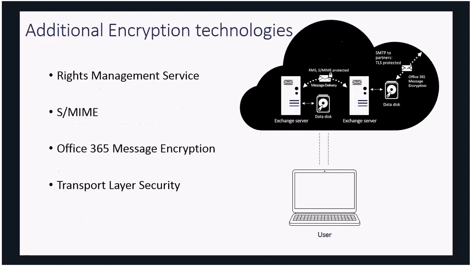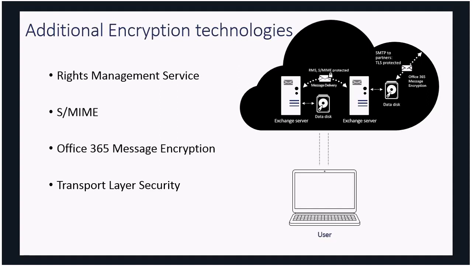Apart from what we have at default, we also have additional encryption technologies that, depending on the Office 365 plan you have and what features you enable, can also include things like information rights management. Information rights management gives you the ability to provide security around information outside the organization. So what that means is that when you send information to other people, you can use information rights management to control what they can do with that information.